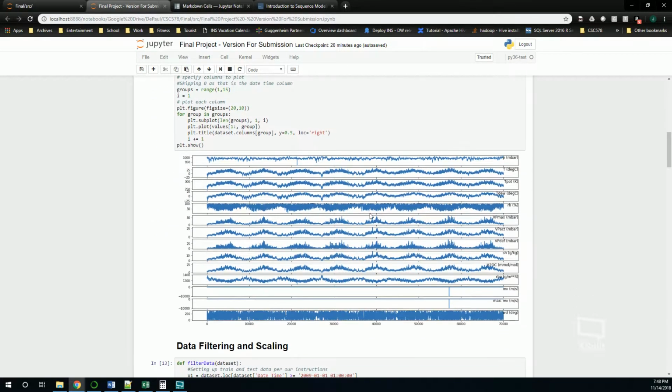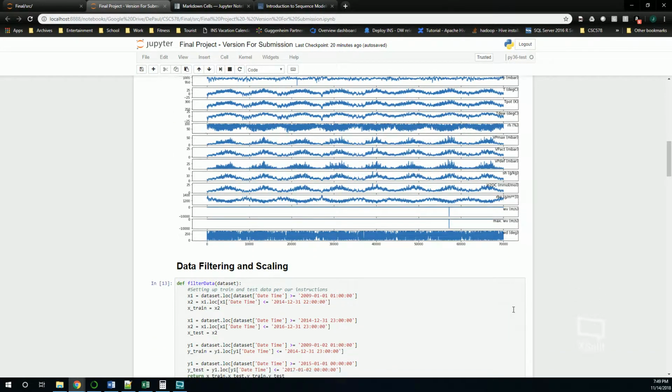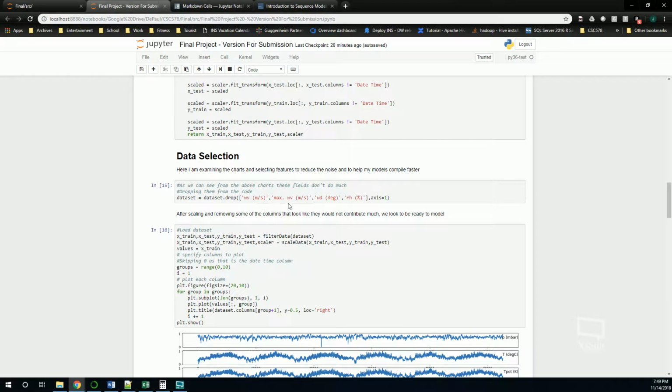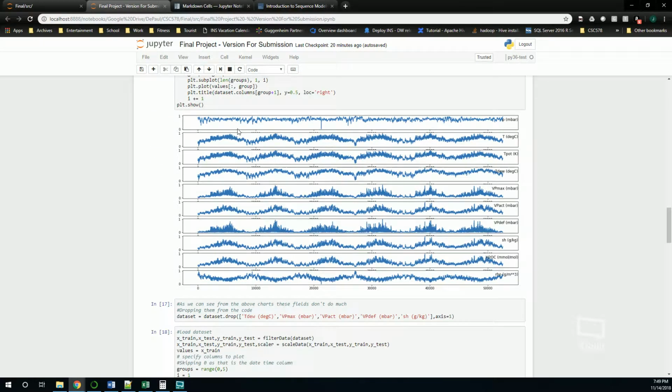Here I can visualize all my data and see some clear ones to delete. RH percentage, these are pretty useless down here because this one's just all the noise. After that I scale and filter all the data. And then I'm dropping the columns and redoing all my graphs so I can see very clearly.